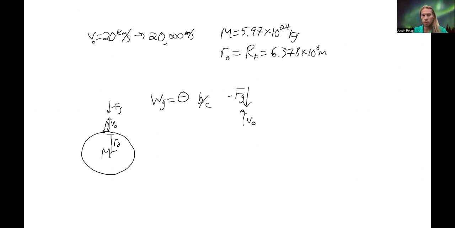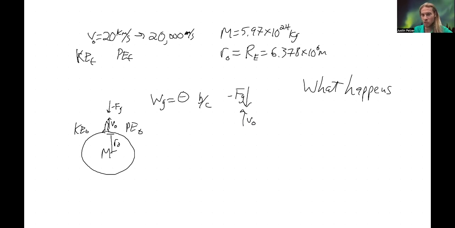Cool. So what are we doing? We have some initial kinetic energy, we have some initial potential energy, and we'll have some final kinetic energy and some final potential energy. And the question is going to be, what happens? That's the general question, but that's a very full question. What happens to kinetic energy? What is kinetic energy final? What is potential energy final? What is the total energy? What happens to force, velocity, etc., conceptually?